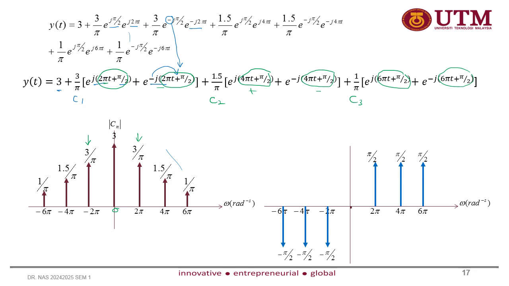And then plot the phase spectrum. At C0, no phase, so it's 0. At positive 2 pi, the phase is positive pi over 2. At negative 2 pi, the phase is negative pi over 2. The same goes for the second and the third one. So you have completed the equation, the complex exponential equation, and also the double-sided spectrum for the given signal.